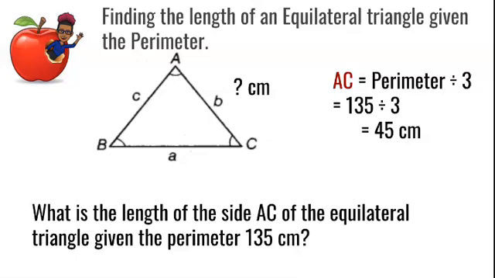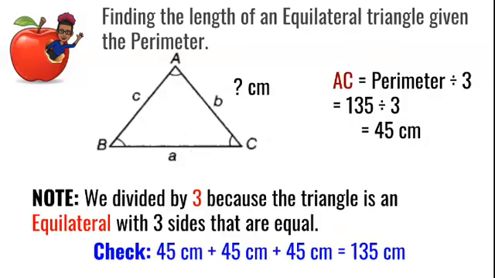Let's work it where we have our perimeter divided by our 3 sides to give us the length of each side. So when we divide 135 by 3, it will be our 3 equal sides of our equilateral triangle. It will give us 45 centimeters. That 45 centimeters represents the length of each side. So side A would be 45 centimeters, side B 45 centimeters, and side C would also be 45 centimeters.